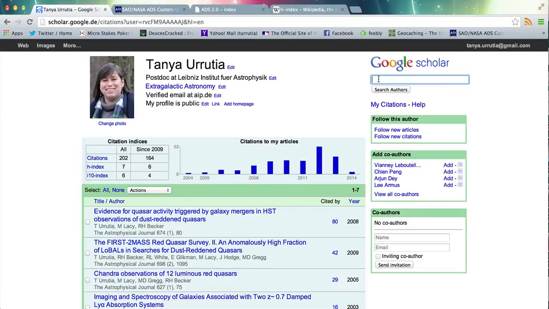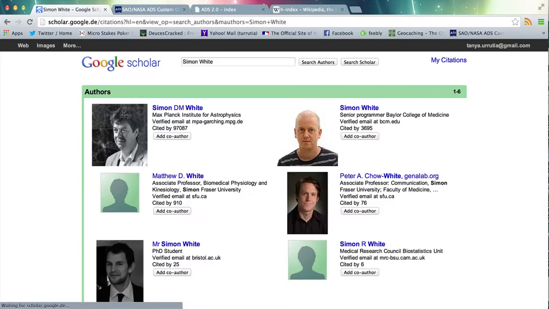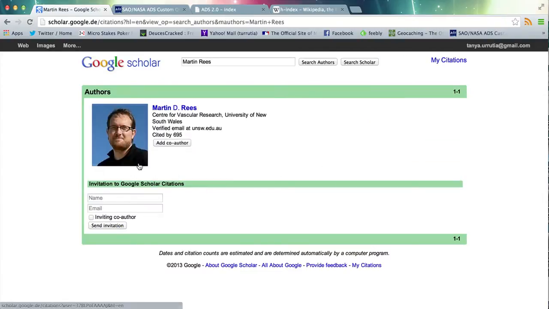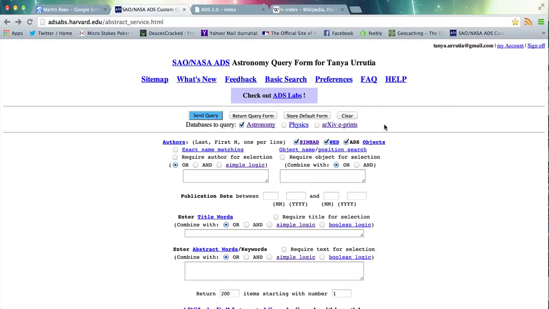So I'll search for a famous astronomer, and that is actually the Simon White I was looking for, and he has an actual high H-index. There are some famous astronomers that I can search for that are not members of Google. This is not the Martin Rees I am looking for, and so I cannot get the H-index for that famous astronomer.